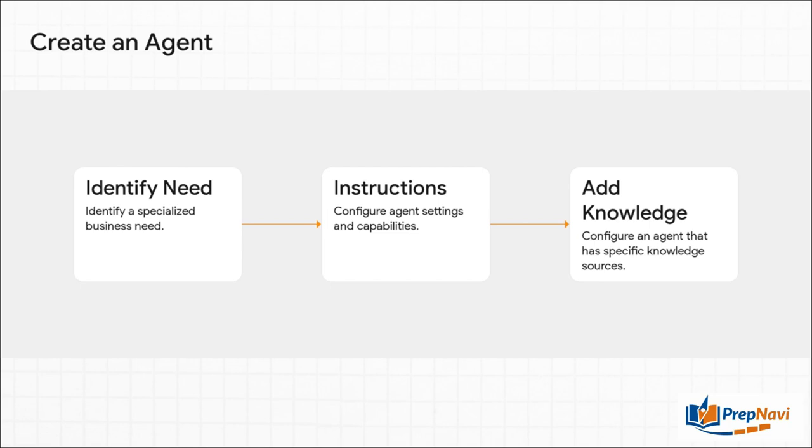Step 1, identify a specialized business need. So maybe you need an onboarding assistant for HR. Step 2, apply custom instructions and capabilities. This is where you tell the agent exactly how to behave and what its role is. Step 3, attach specific knowledge sources. You literally point the agent directly to your HR handbooks and policy documents. By knowing this simple 3-step workflow, you're proving to the examiners that you understand how to configure an agent that actually has targeted knowledge ready to go for your team.